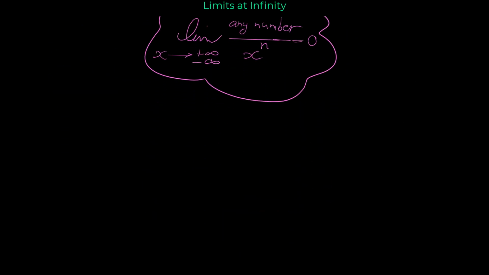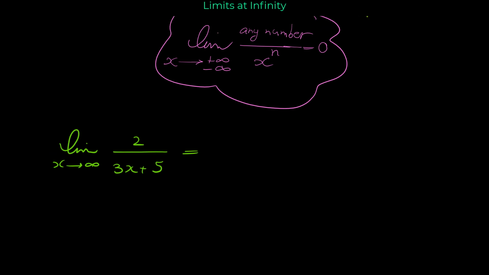For example, let's say we want to find the limit of 2 over 3x plus 5 when x approaches infinity. Based on this rule, you don't need to do anything. You can simply say the numerator is a number. The denominator involves x, and x is infinity. 3 times infinity, 3 times x, plus 5. You can ignore 5. And if you add 5 to infinity, it's also infinity. So we have a number over infinity. Any number over infinity is simply 0.